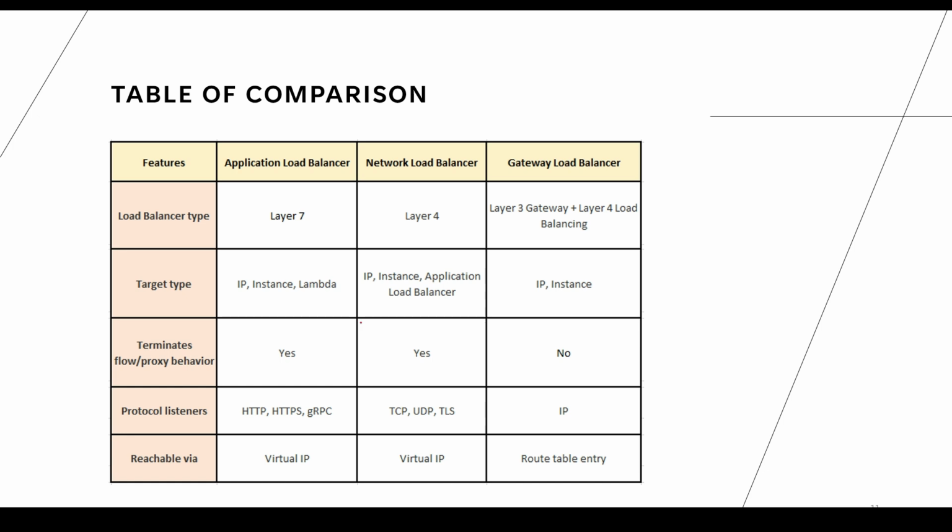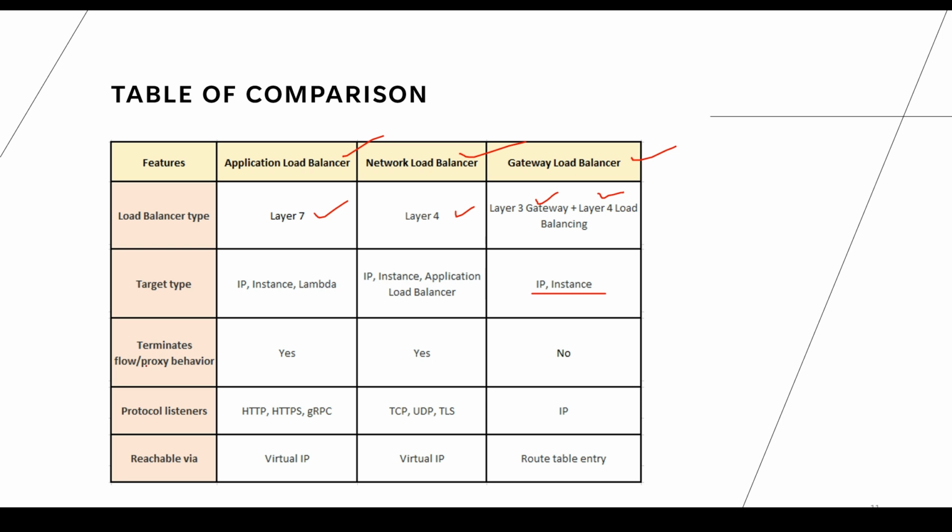So this is the comparison of application load balancer, network load balancer, and gateway load balancer. You can see the application load balancer is layer 7, the network load balancer is layer 4, but the gateway load balancer is a combination of layer 3 and layer 4, right? See, here is the target type, right?